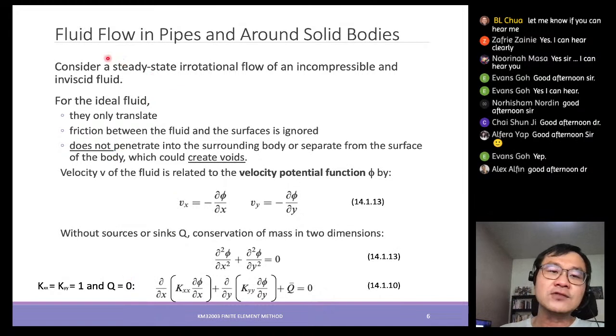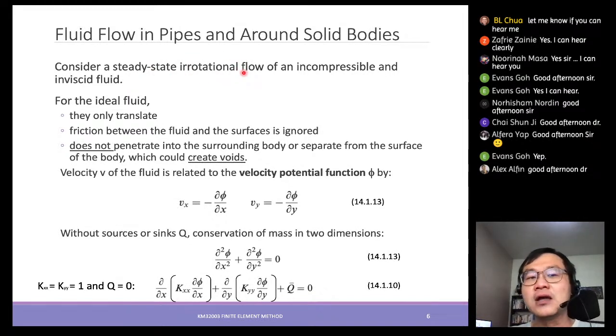So in this case again we will assume steady state and irrotational flow of an incompressible and inviscid fluid, right? So again, very important in this definition is that we will assume that the fluid itself is incompressible. Okay, if it is compressible, then it may be difficult to solve using FEM, finite element methods. All right, so for the ideal fluid itself, we will assume that they do not rotate, they will only translate.